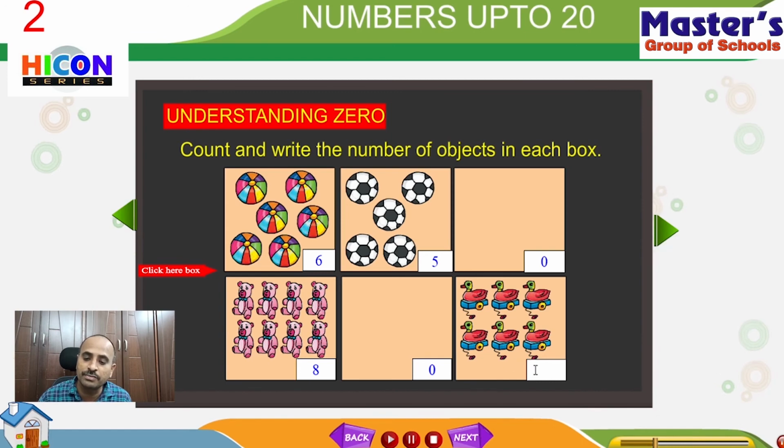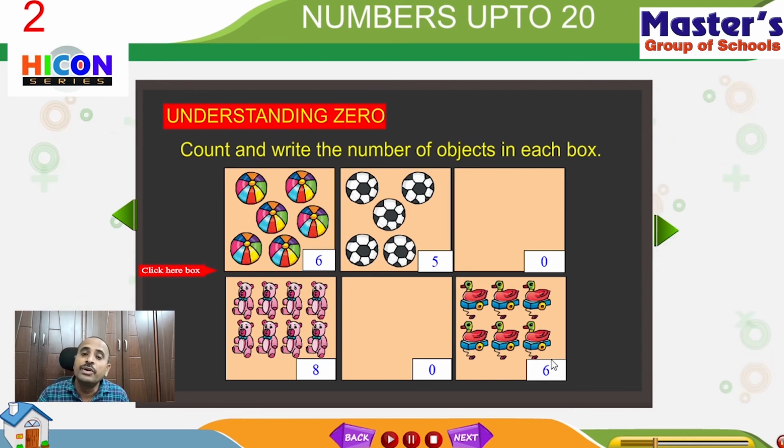Children, see the next box, that is the sixth box. You are observing some toys, duck toys, in the sixth box. How many toys are there? Let us count. It is 1, 2, 3, 4, 5, 6. Very good. How many toys are there? There are a total of 6 toys. We have to write the number 6 here, and the number 6 can be written like this. This is the answer for the sixth box. This is the number called 6.